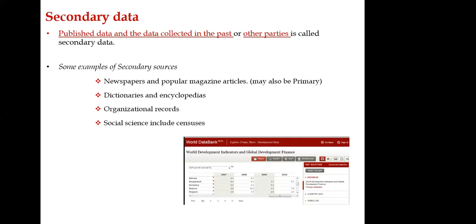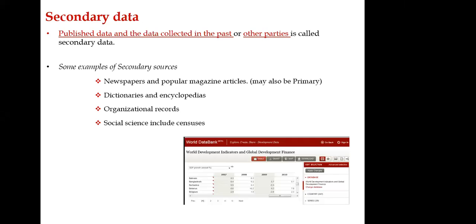And some data sources, maybe the World Bank database, or Kaggle, or different data sources we have. So they are collecting data based on already published data sources. So they are called secondary data.